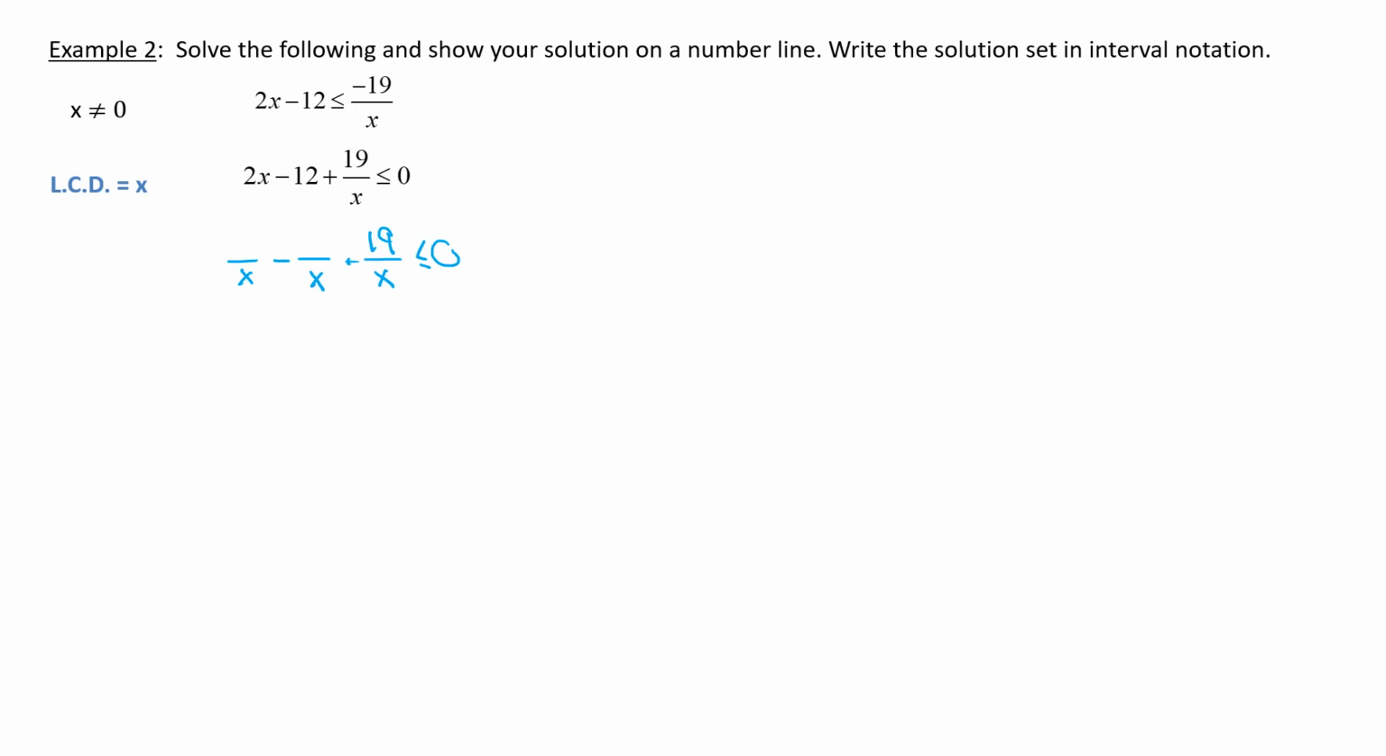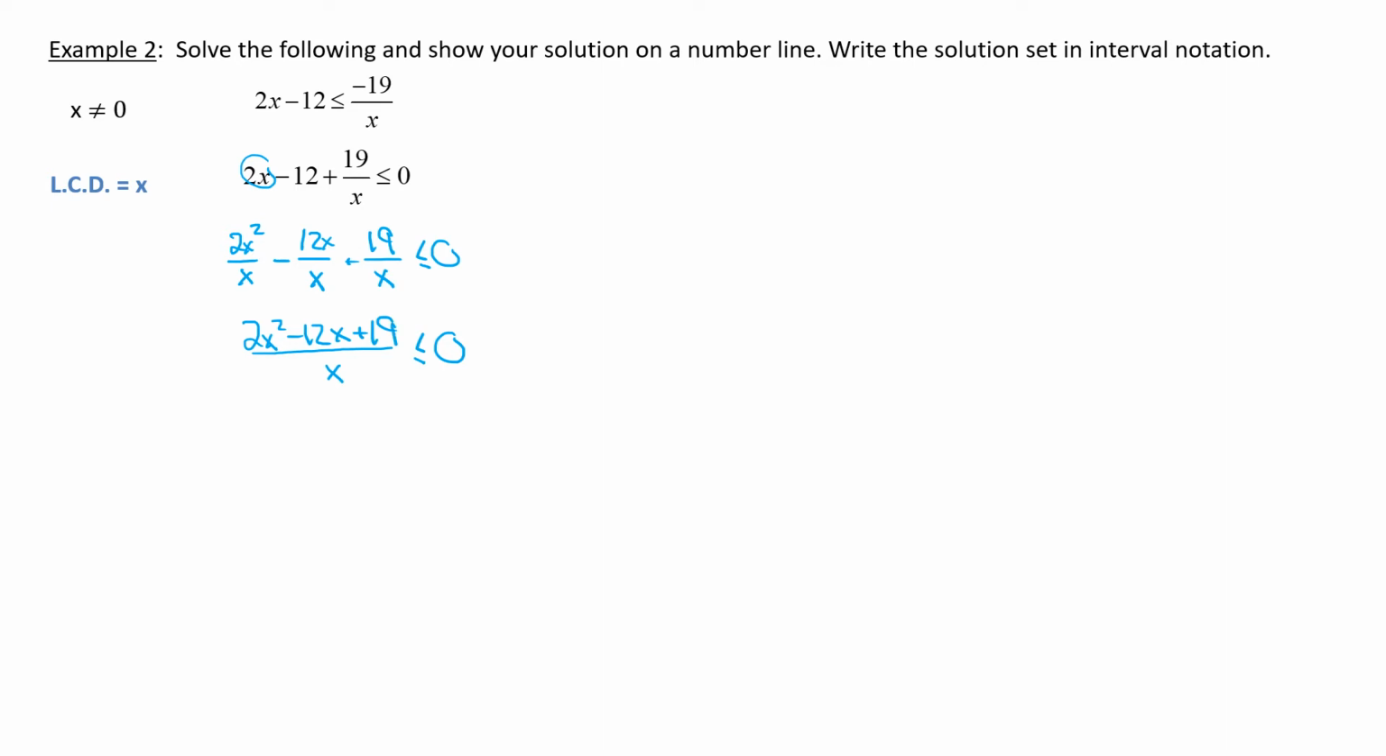What are the numerators going to be? So I'm going to take 2x, and I have to multiply it by x over x. So that's the same as 2x squared. If I reduced just this monomial, 2x squared divided by x, it's 2x. So these two are the same. Now 12 is the same as what over x? That's the same as negative 12x over x. So we can put it all over one denominator. Now we've got our common denominator, x, less than or equal to 0. And my numerator is 2x squared minus 12x plus 19.